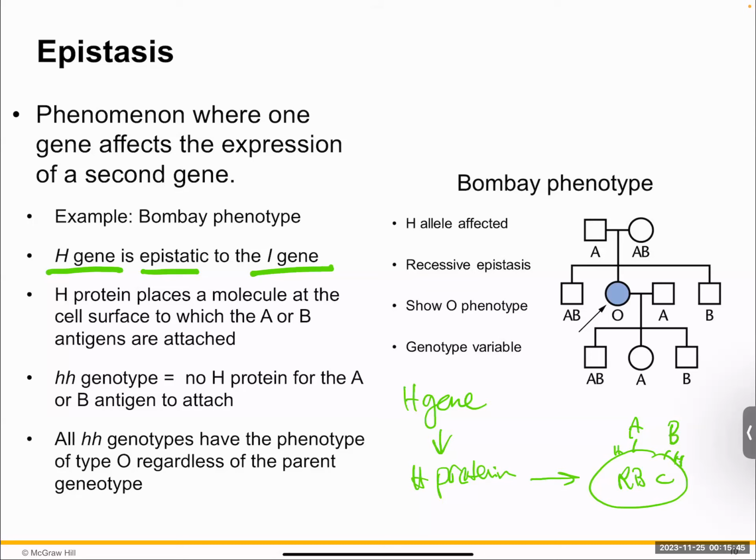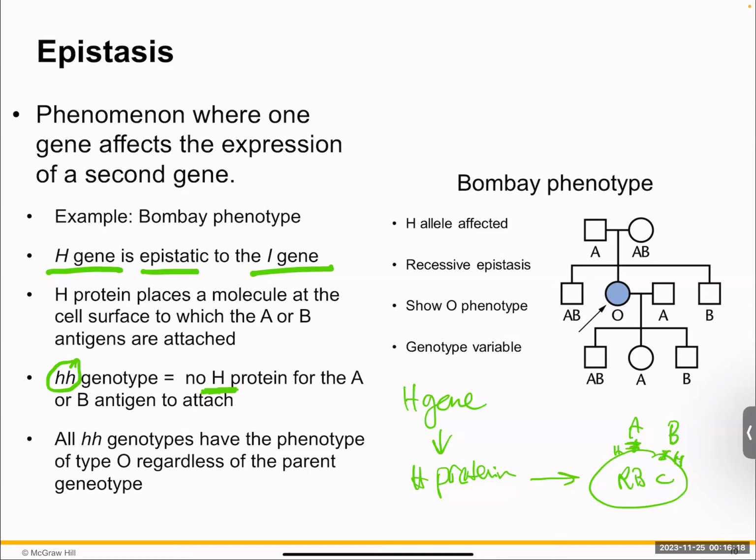So if you have either the heterozygous or the homozygous dominant version of the H gene, your blood type will be any combination of the codominant alleles we talked about: either A, B, or AB. However, if you have the homozygous recessive version, lowercase h, you will not have the H protein present, which means you have no anchor.